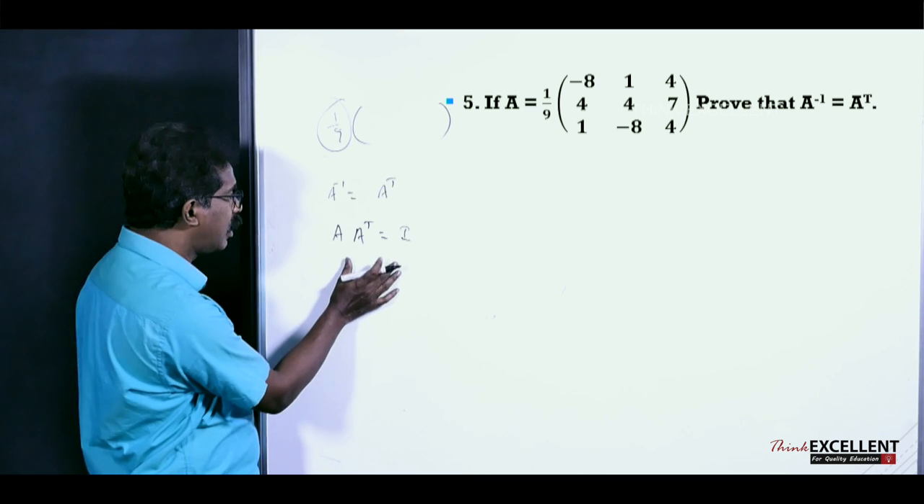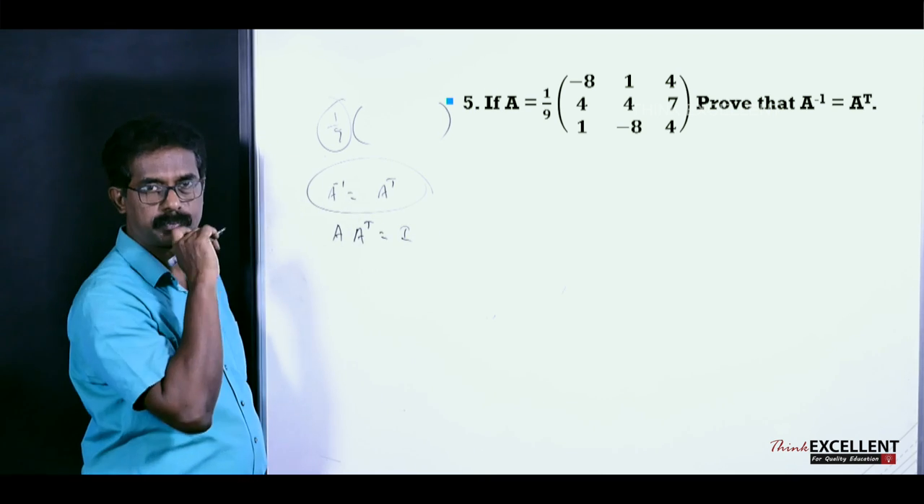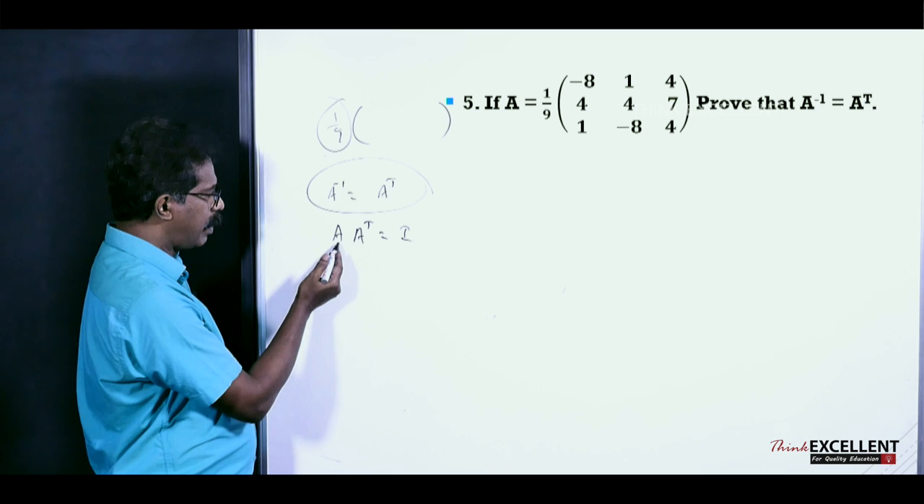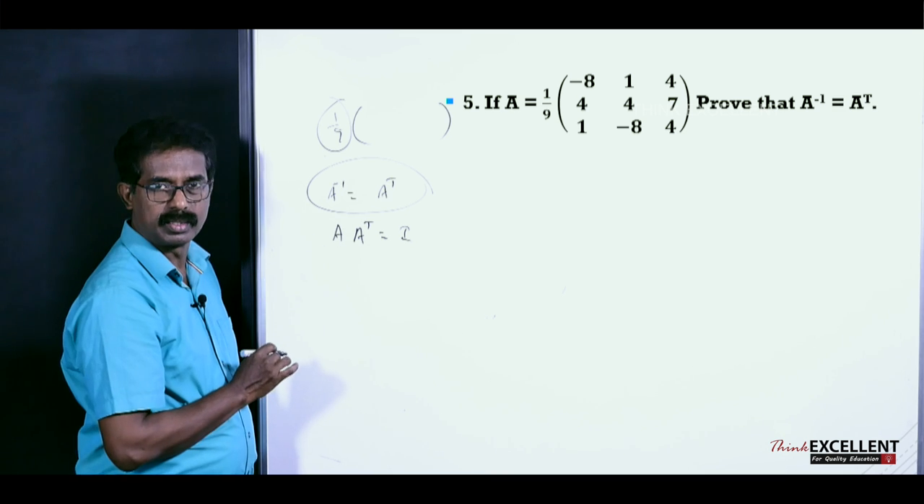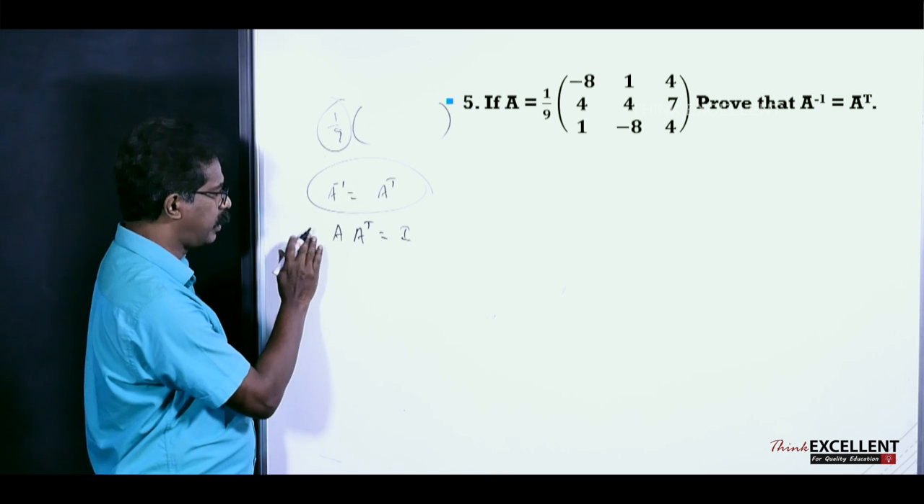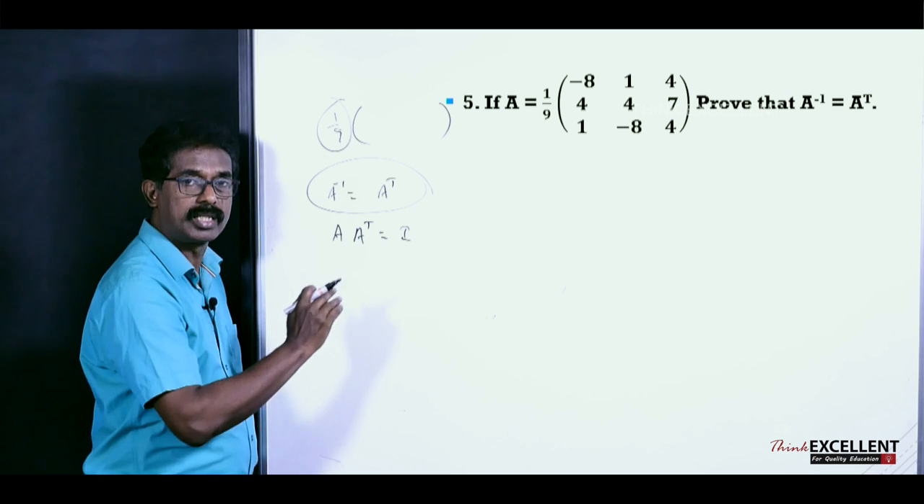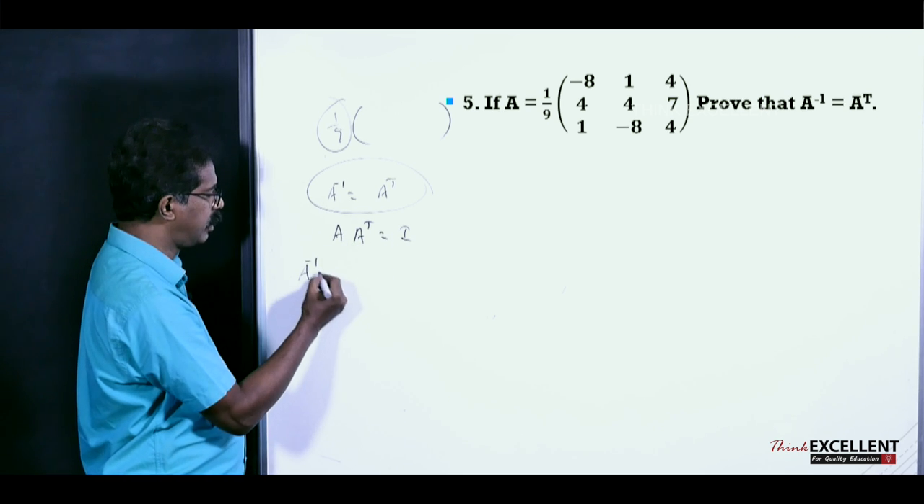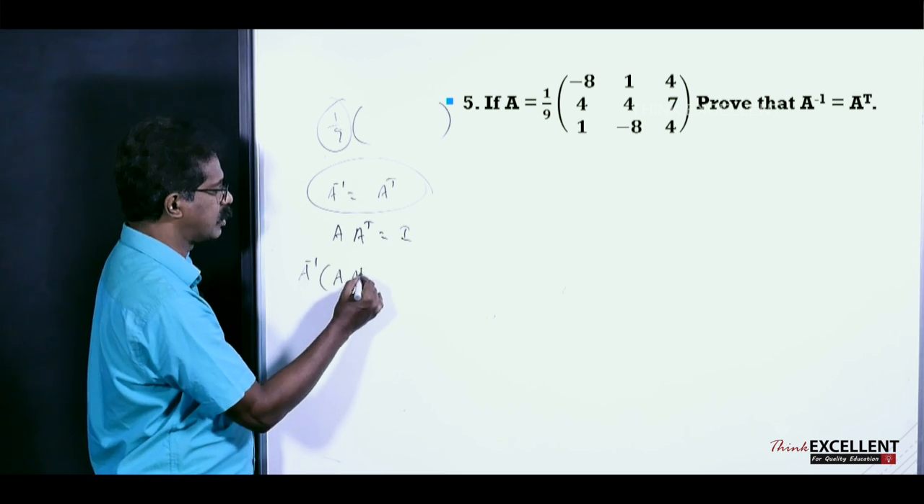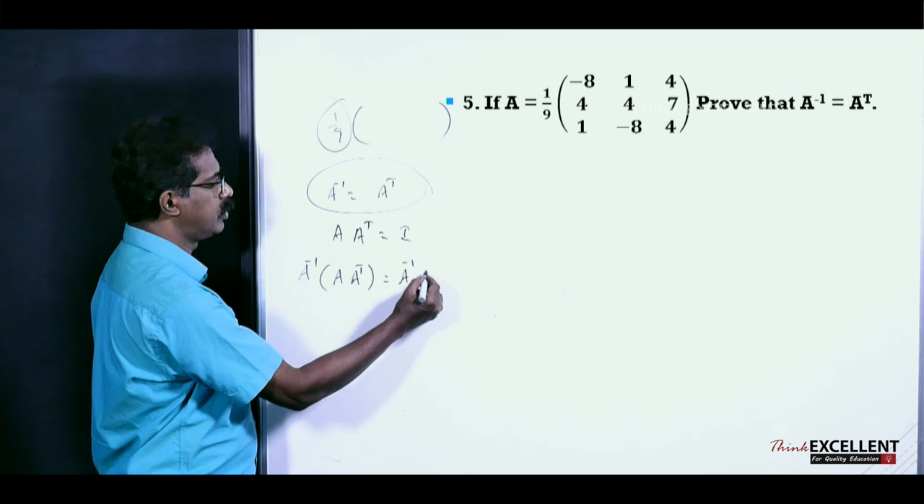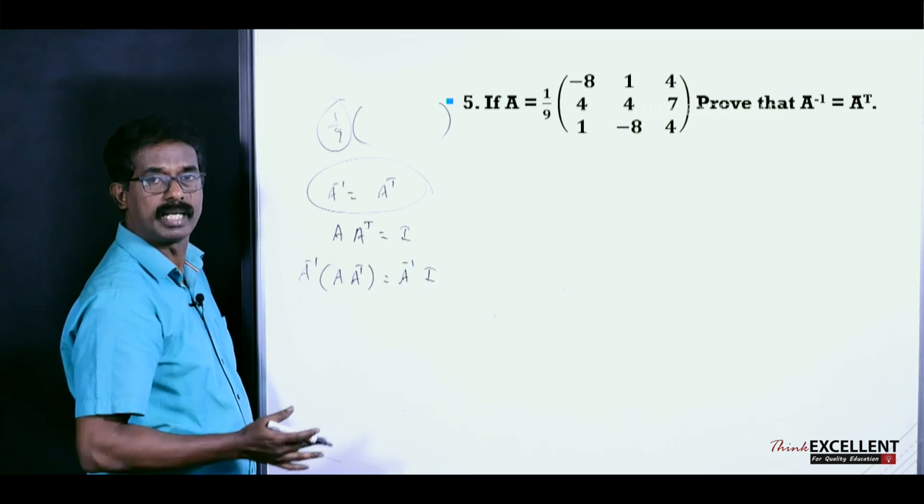Now from here, how to arrive at this? I am pre-multiplying by A inverse. I am multiplying by A inverse on the left, pre-multiply. If you multiply on the right side, that we call post-multiply. So multiplying A inverse into A into A transpose equal to A inverse into I. Both the sides we are multiplying by A inverse.